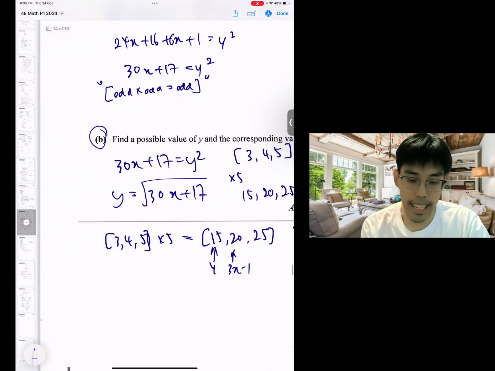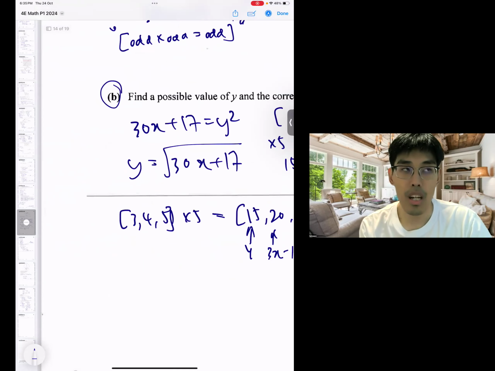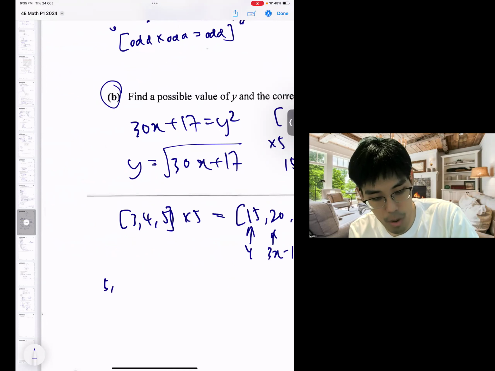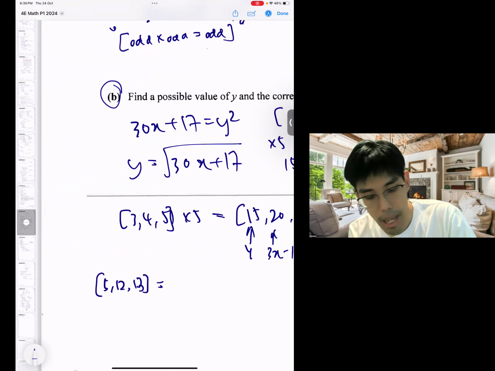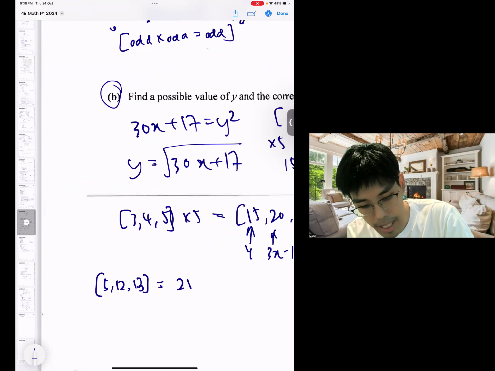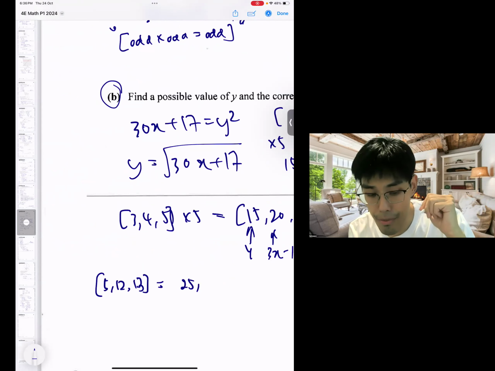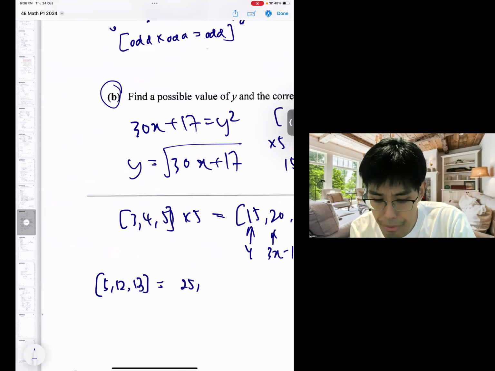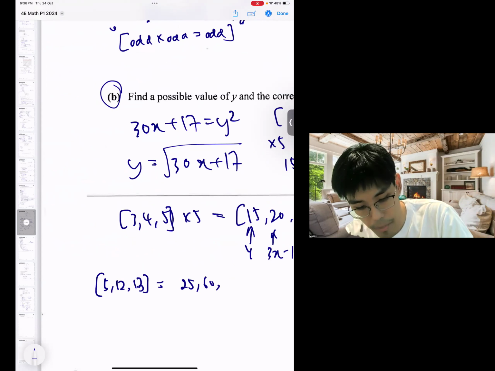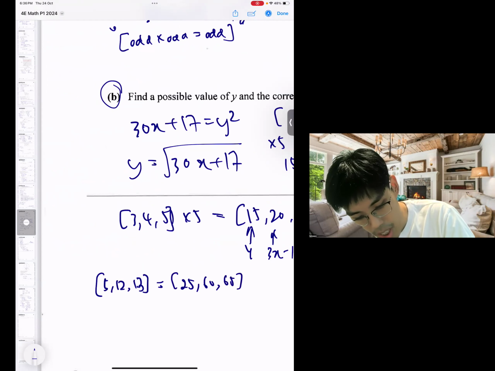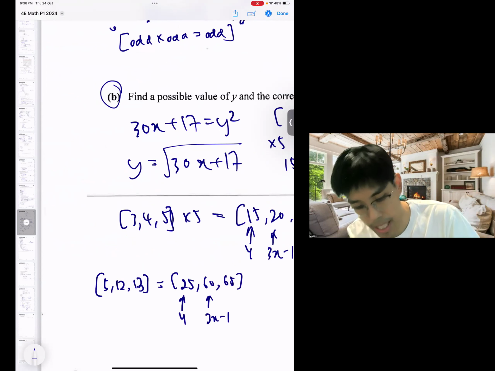Another way we can look at it is that I want to use another Pythagoras triplet. I can use 5, 12, 13. Okay, I multiply by 5, same. I make this 25. Multiply by 5. Yeah, times 5. So it's 60. Then 65. So this is my y. This is my 3x minus 1.